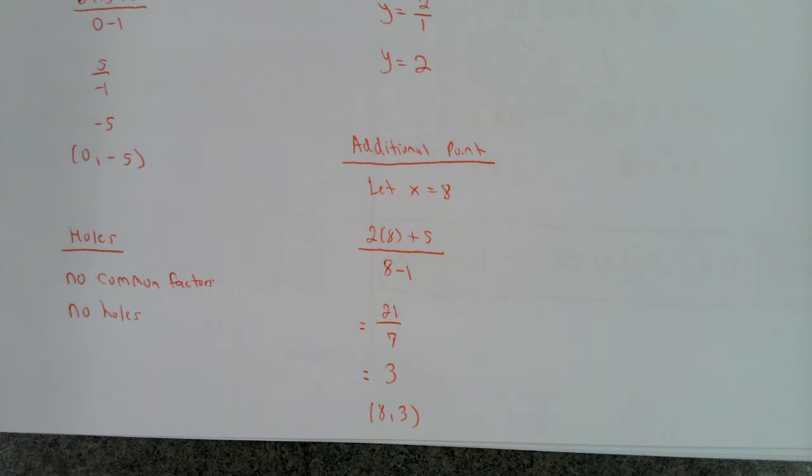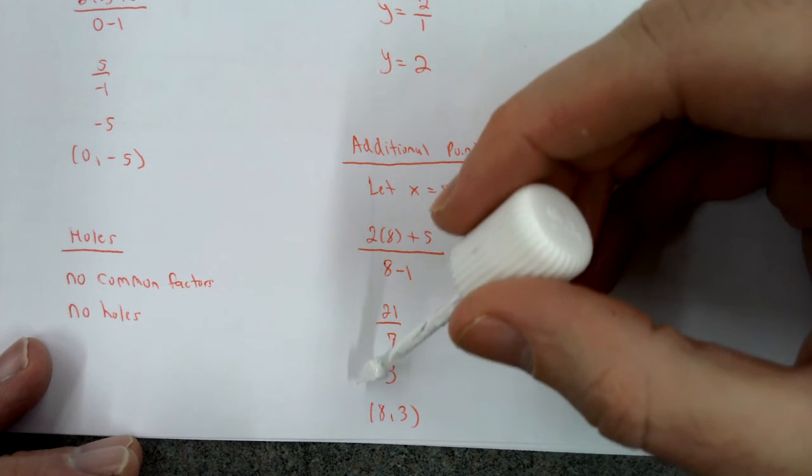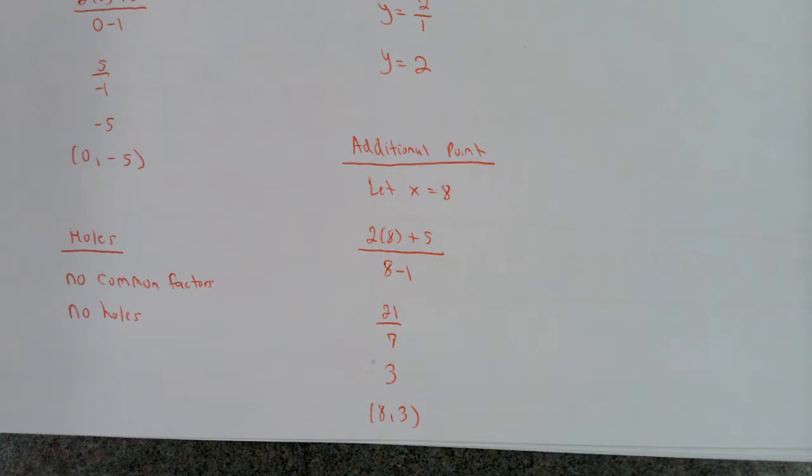I don't like those equal to symbols, so I'm going to get rid of that. Okay. So what we should do now is graph the additional points as we go. Let's graph 8 comma 3.